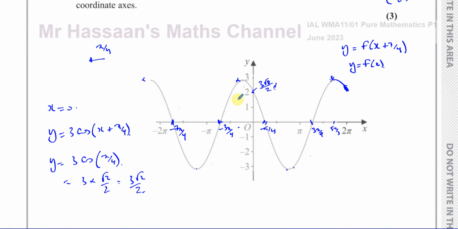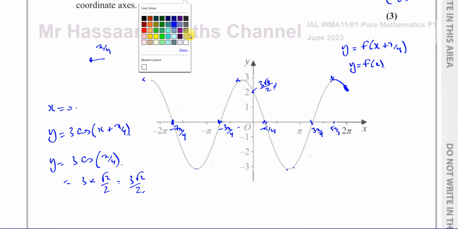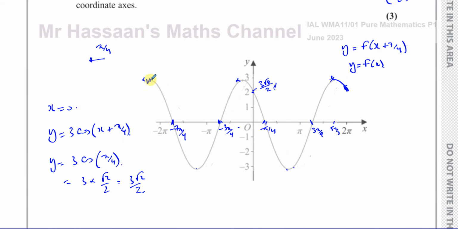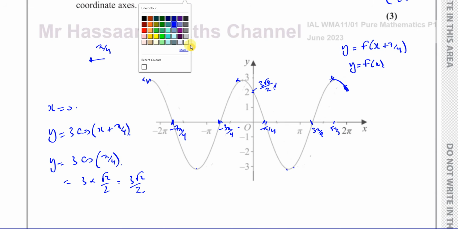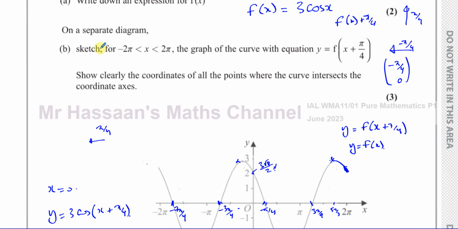But the important things are for you to have the points where it hits the x-axis and the y-axis noted. And this curve should stop actually over here. It should stop at minus 2 pi, so it should go up to about there. Okay, it stops at minus 2 pi, and here it continues until 2 pi. All right, so there's 3 marks for that.